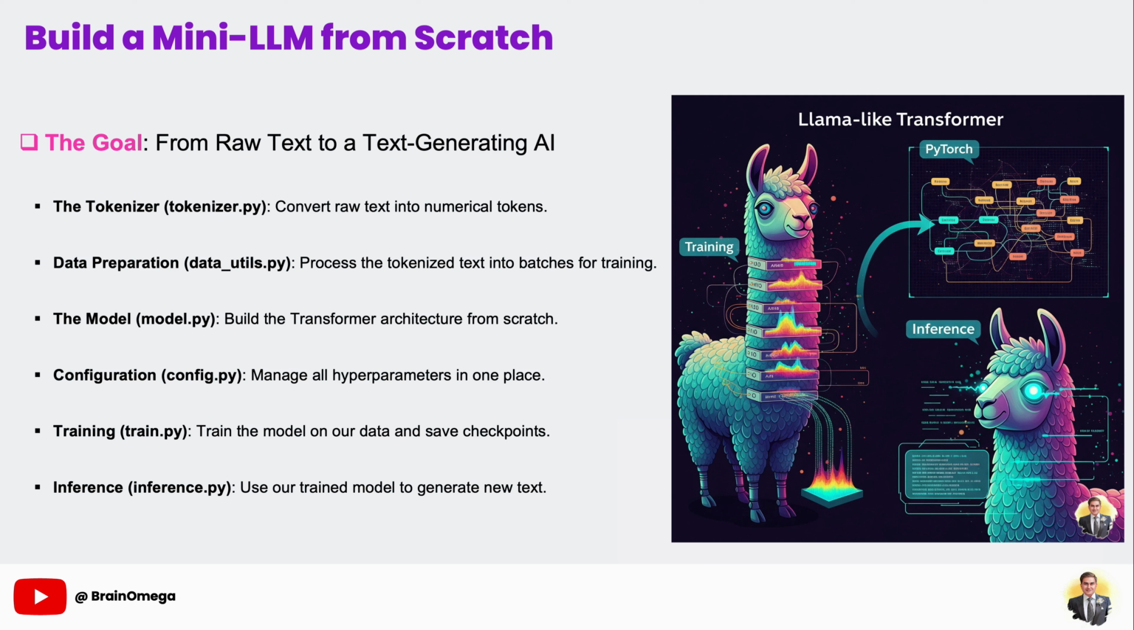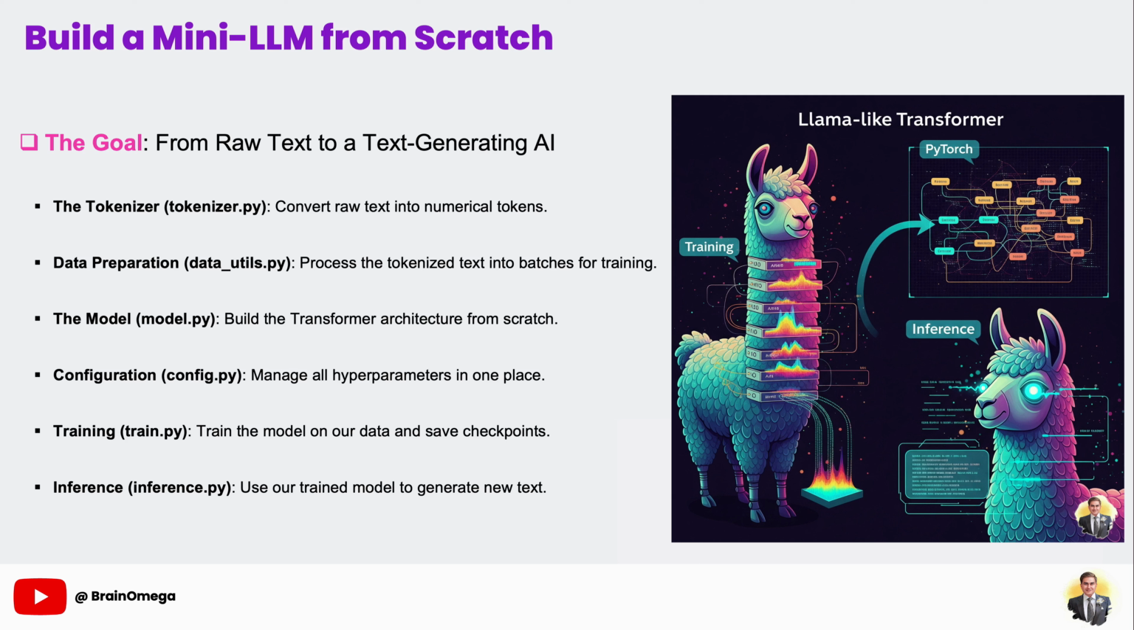Next up is data preparation. Once we have our dictionary, we need to read our book, our text dataset, and convert the whole thing into a format the model can train on. We'll also create a system to feed it data in small, manageable batches. Then comes the main event, building the model itself. This is where we'll construct the transformer architecture, the brain of our operation, layer by layer.